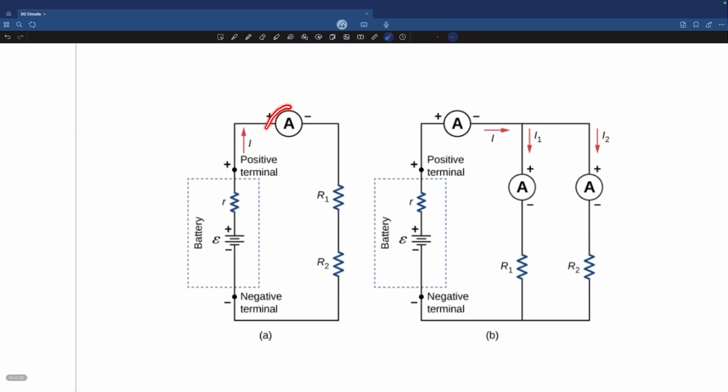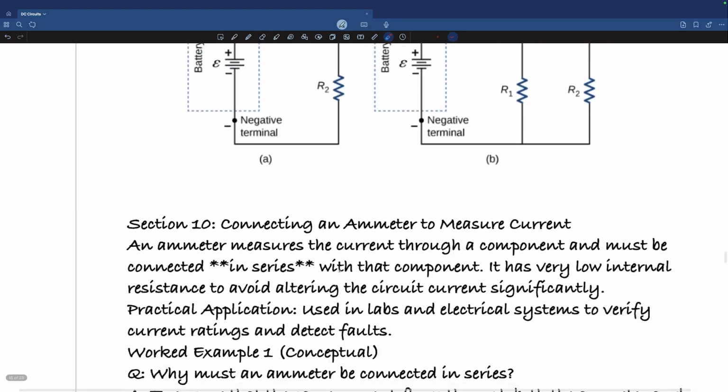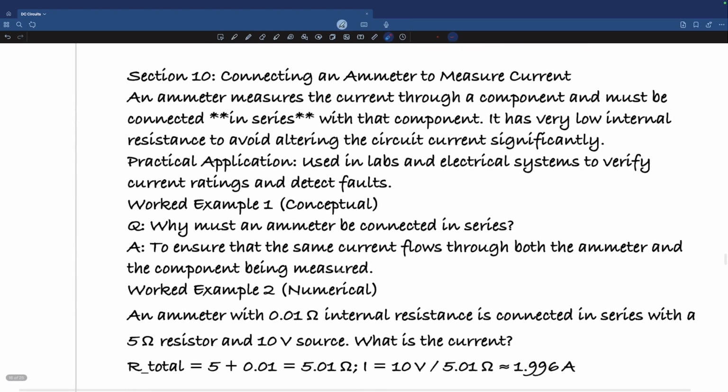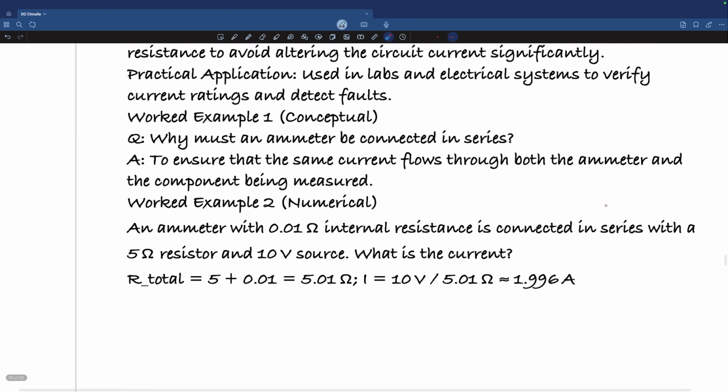Because if this was a high resistance instrument, then what's going to happen when you put it in there? That's going to increase the resistance to a very large value, and the current is going to become very small. So that's why you want this to have something like 0.0001 ohm. Okay? All right, so that's what is mentioned here, and here's an example.